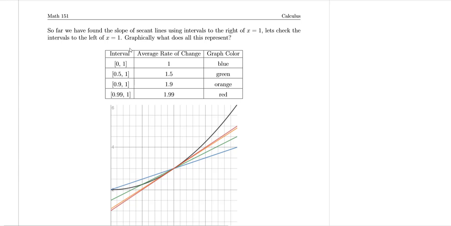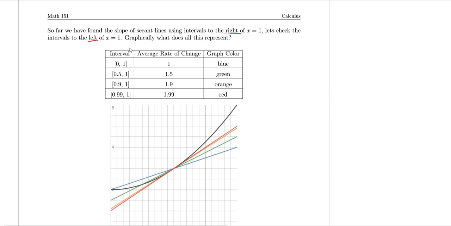Alright, so in the last exercise, we found the slope of the secant line using intervals to the right of x equals 1. Now let's see what's happening on intervals to the left of x equals 1 and see graphically what is going on. So on the first interval from 0 to 1, I got an average rate of change of 1, and I labeled the graph here in blue. Now on the second interval from 0.5 to 1, I got an average rate of change of 1.5, and I labeled the graph here in green.